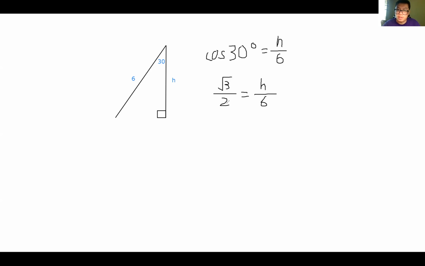We just multiply both sides by 6. So if you multiply here by 6, multiply here by 6. Here you get rid of the 2, this becomes a 3. So now we get h is equal to 3 square root 3.